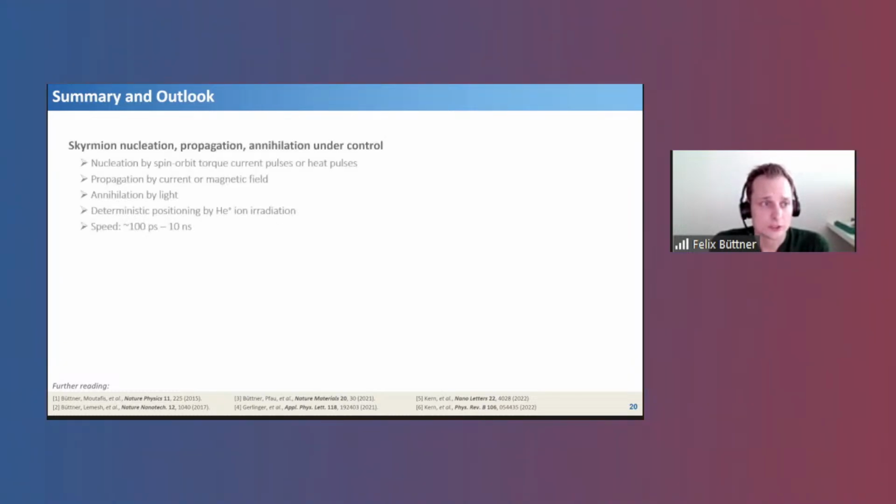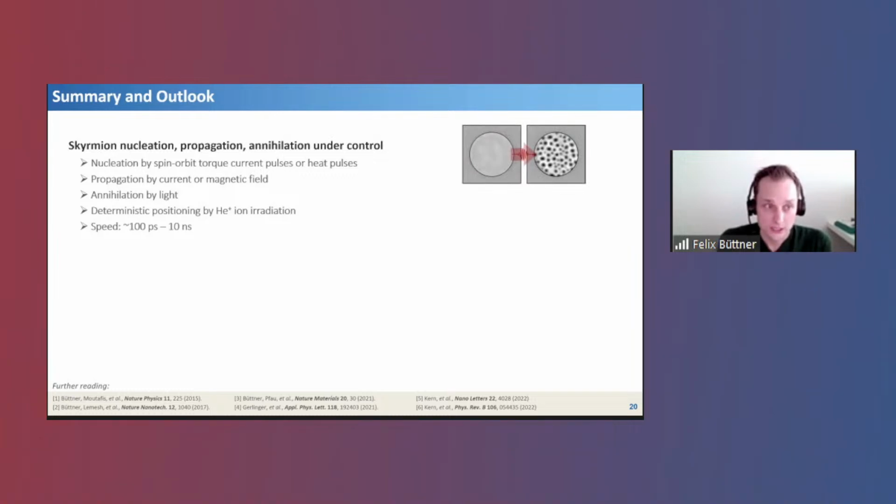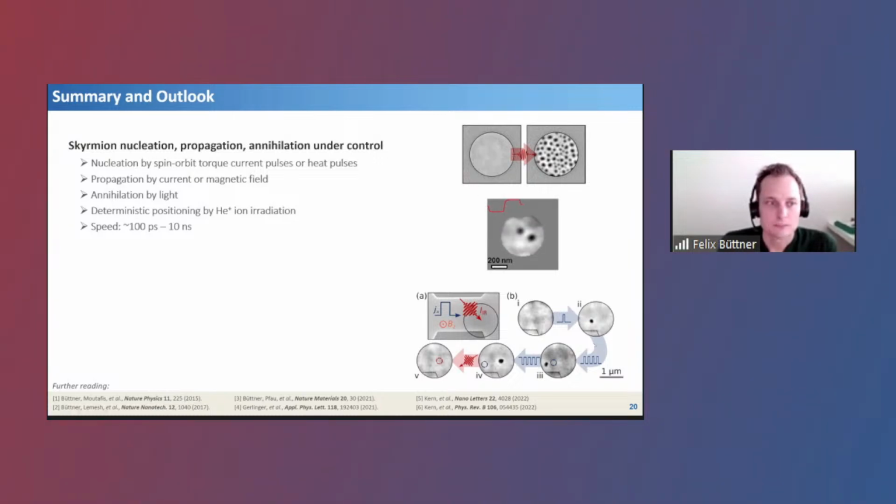So first of all, I hope I convinced you that we now have skyrmion nucleation, propagation, and annihilation quite well under control. We can nucleate skyrmions by spin-orbit torque current pulses or heat pulses, so from a saturated state we can go to a skyrmion state. We can propagate skyrmions by magnetic fields or current pulses. We can annihilate them again by light pulses and integrate everything into a functional device. We can make this deterministic by positioning with helium irradiation, and the speed is on the order of picoseconds to maybe up to 10 nanoseconds. So this is all device compatible.